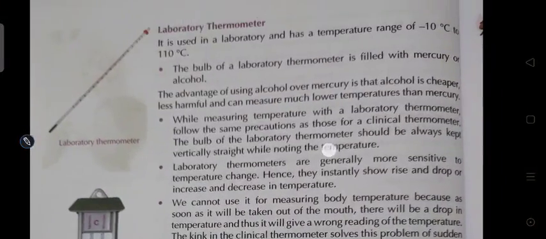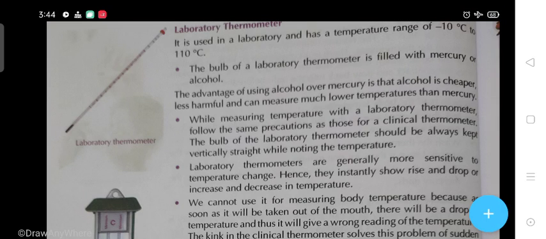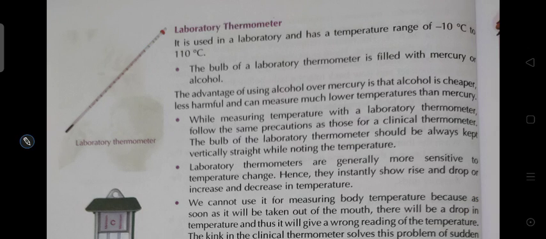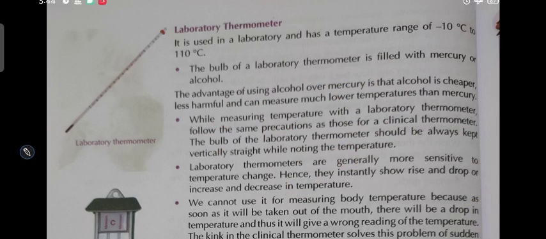Next thing students, we see the laboratory thermometer. Students, that laboratory thermometer is especially used in the laboratories, and it has the temperature range minus. Okay students, the range of that laboratory thermometer is what? Minus 10 degree Celsius to what? 110 degree Celsius. You can imagine students, the very different temperature.